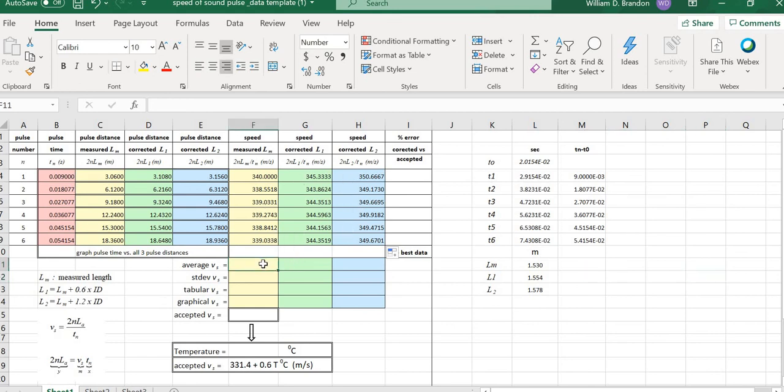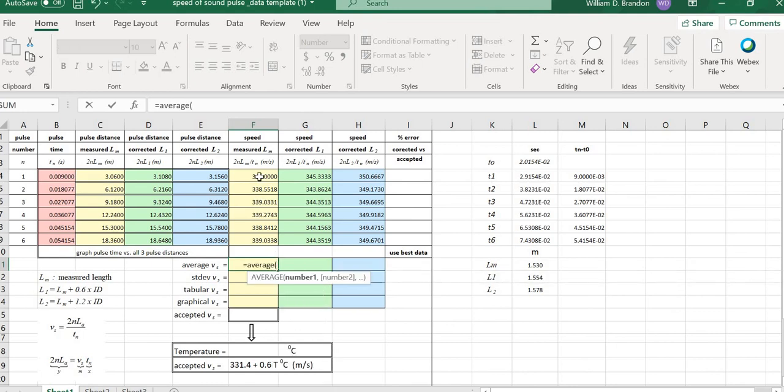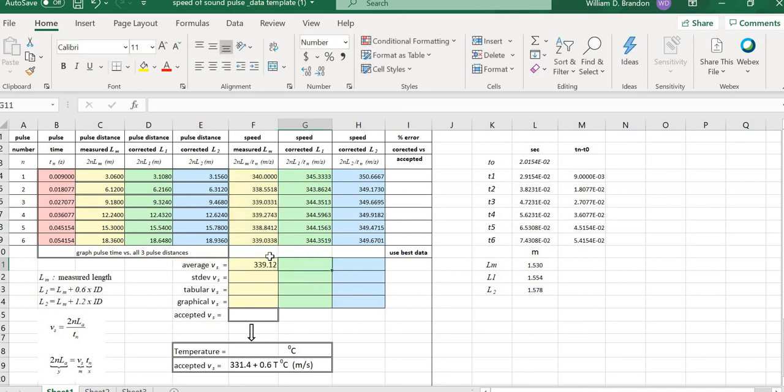Now, let's get the averages. It's just learning how to do stuff here. So I'm going to say equals average, open up parenthesis, take that one. Now go to the corner and look how it turns to a little double arrow there, and pull it down and grab that population, close your parenthesis, tab out. There you go.